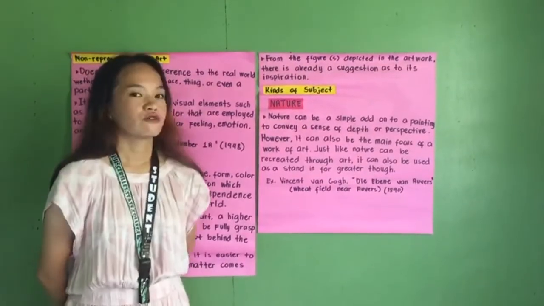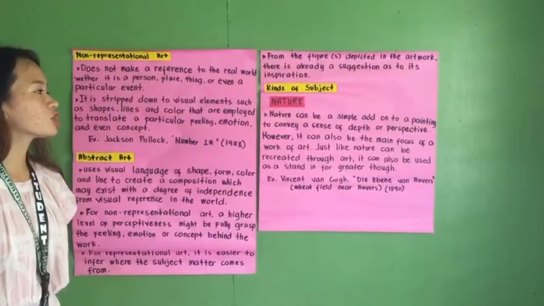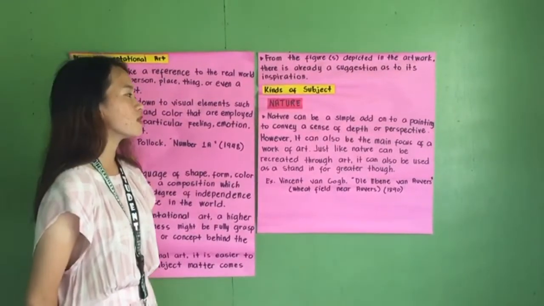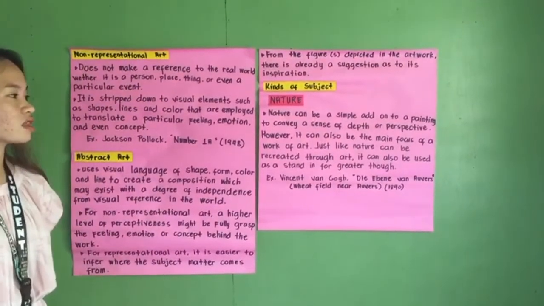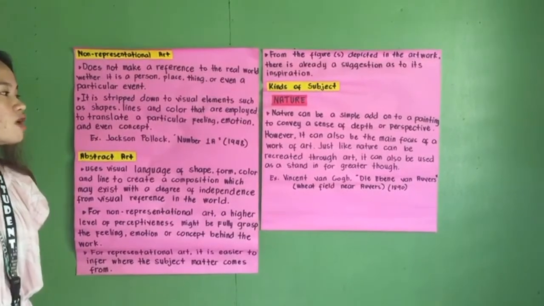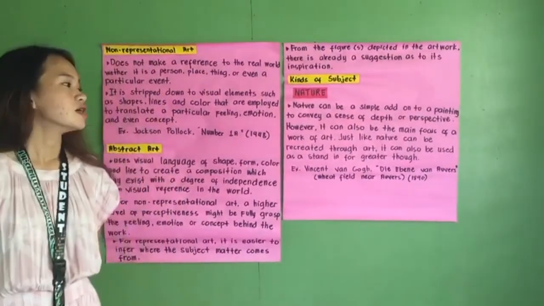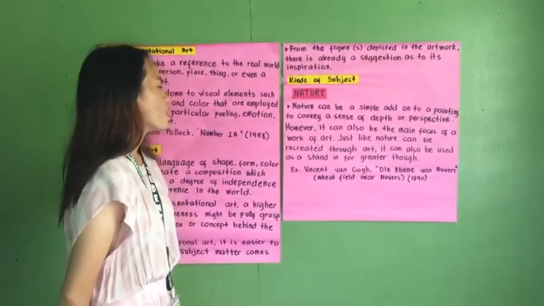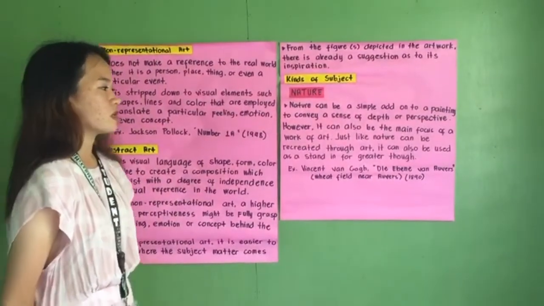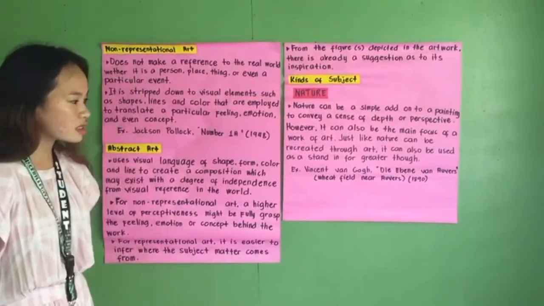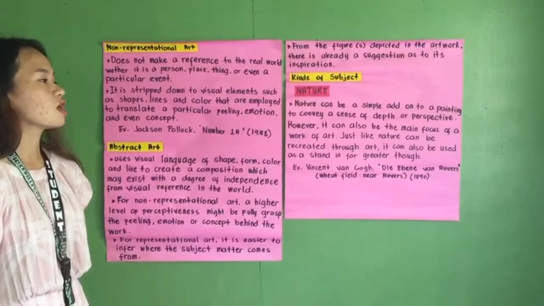Kinds of subject. First is nature. Nature can be simply a backdrop in a painting to convey a sense of depth or perspective. However, it can also be the main focus of a work of art. Just like nature can be recreated through art, it can also be used as a stand-in for greater thought.